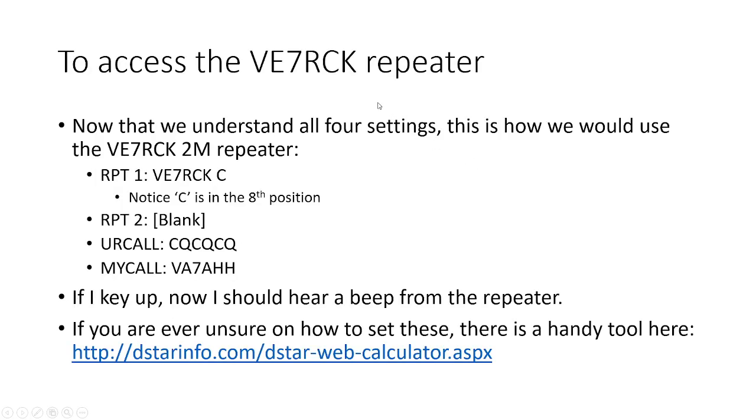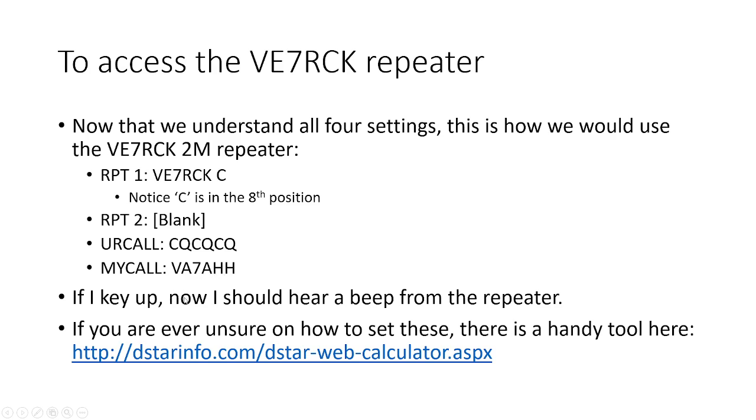So now we can put this all together. If we want to access the VE7RCK repeater, how would we access, say, the 2 meter part of it? So you're going to set RPT1 as VE7RCKC, and the C is in the 8th position. I can't stress that enough. RPT2 in this situation is blank. If you wanted, you could set it to VE7RCK space G, and it wouldn't affect anything. Your call is going to be CQ, CQ, CQ, and my call is VA7AHH.